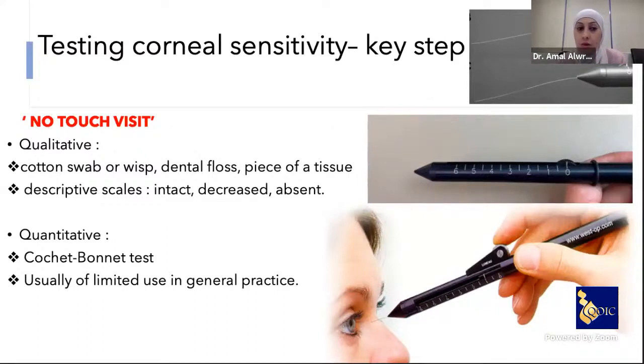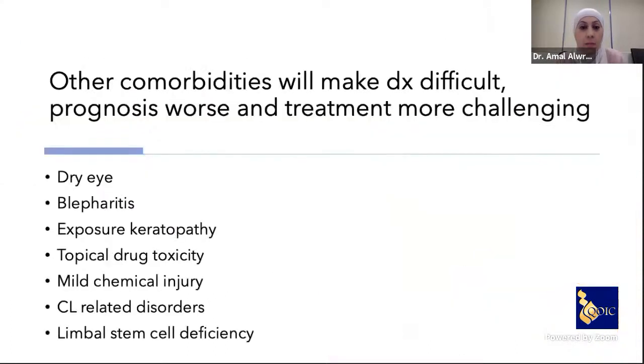There are many ways. We have all the qualitative ways, the cotton swab or wisp. Some doctors use the dental floss, and we can use a piece of tissue, and the corneal sensation will be described as decreased or absent or intact. We have the Cochet-Bonnet test, which is a quantitative way. It has a thread of a particular length, and we can quantify the degree of the corneal sensation according to the length of that thread. This is not available in every clinic. I used to have this during my fellowship, but it is not always available.